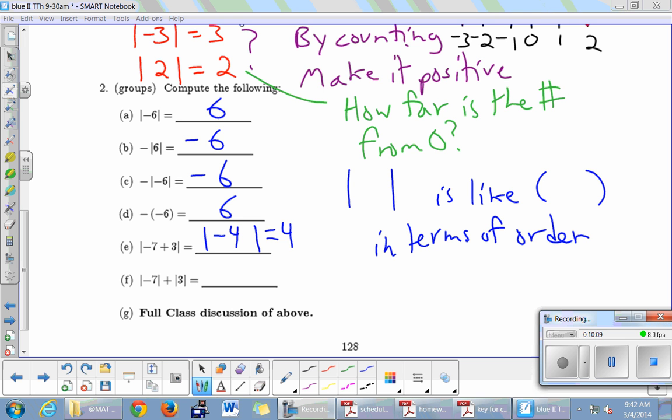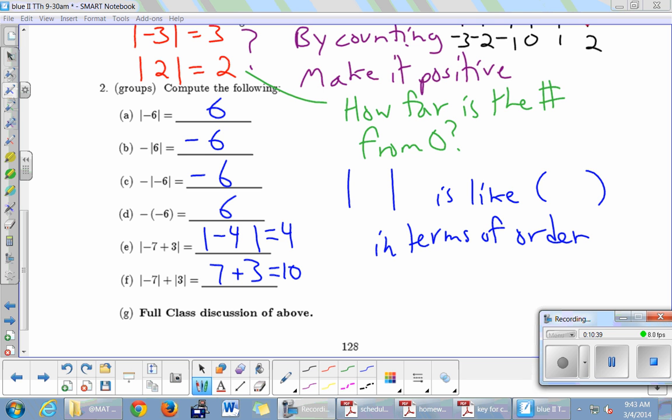But in part F, what am I asking you to do first? A calculation or absolute values? Absolute values, right? So we do what's in the parentheses first. So what's the absolute value of negative 7? It's 7. Plus, what's the absolute value of 3? It's 3. So this one is 10. It's really easy to say they're both 10. The first one is 4.